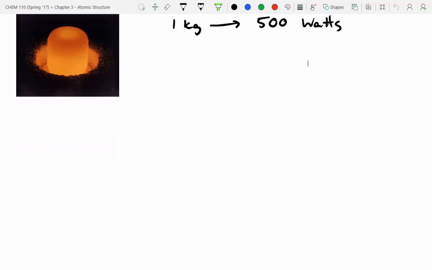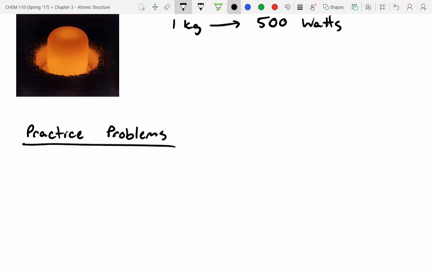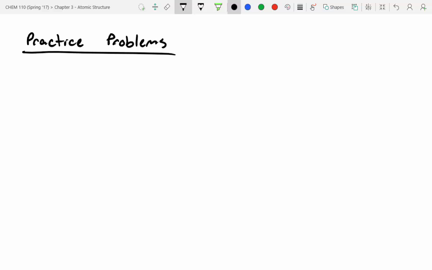Let's do practice, though. Okay, I'll give you guys an element. I want you to tell me how many protons, neutrons, electrons, its mass number, and its atomic number.